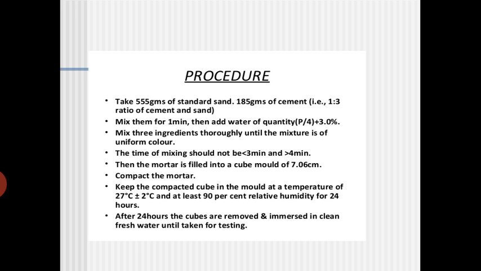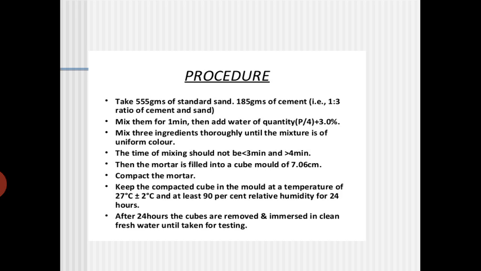So take 555 grams of standard sand and 185 grams of cement. Of course, that is a 1:3 ratio of cement and sand. Mix them for 1 minute, then add the water. You have to mix it well initially, then add water with the quantity of P/4 plus 3 percent, where P is the total quantity of cement and sand divided by 4, plus or minus 3% of that total quantity.